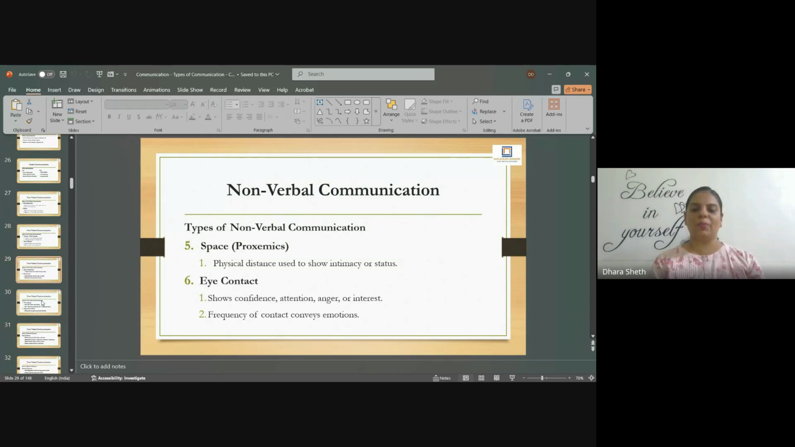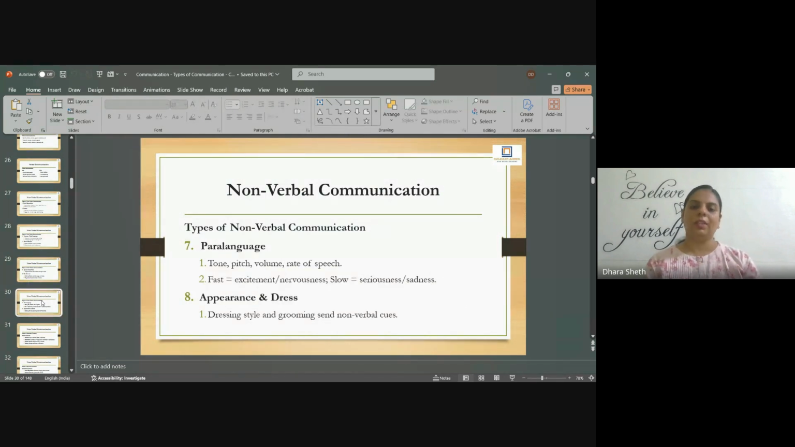Frequency of contact conveys emotions. In a formal setting, you don't keep on looking into their eyes continuously. But in an informal setting with your close ones, the eye contact is a bit more. Paralanguage: tone, pitch, volume, rate of speech. That is a part of non-verbal communication. Words are supported by paralanguage, by the way we speak.